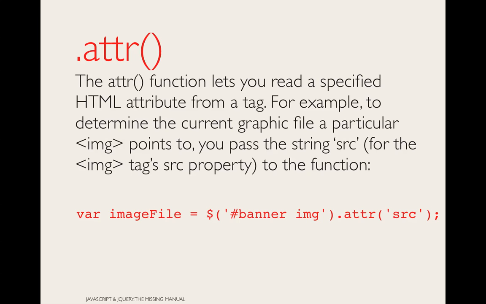So if we want to do that, I'm going to read from right to left on this example. We're using source, src, as a parameter for the attribute method, and we're selecting the image that's a descendant of the banner ID, and we're going to throw all this into a variable called image file. So again, going right to left, we're using a source attribute in the attribute method of an image that's a descendant of an ID of banner, and throwing it all in a variable called image file.